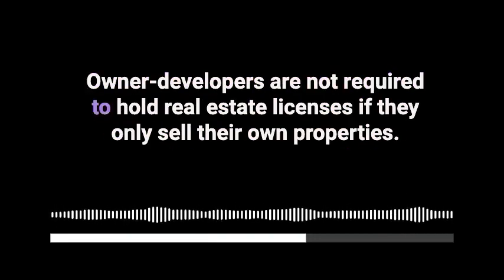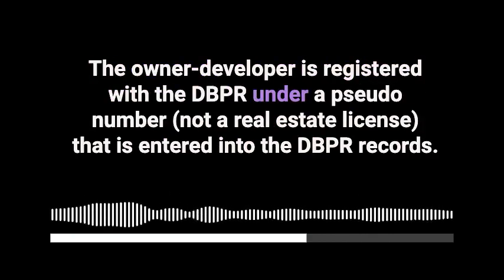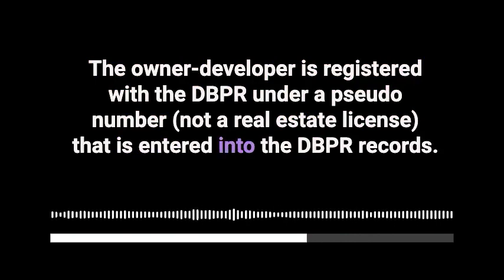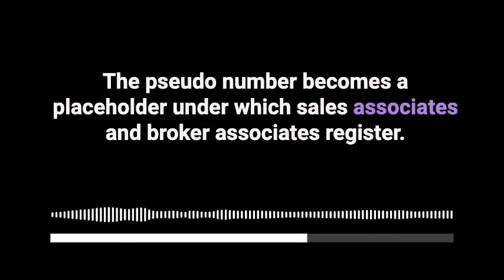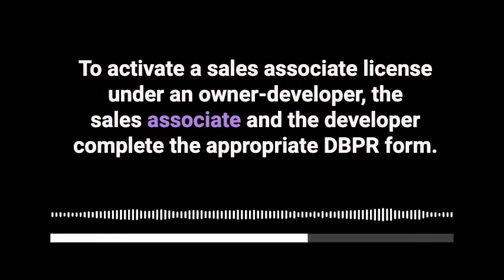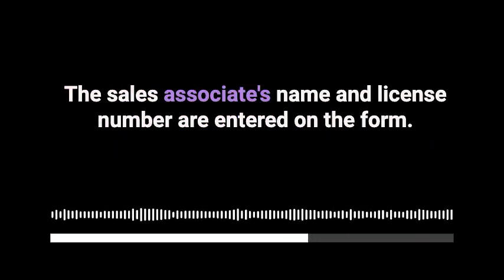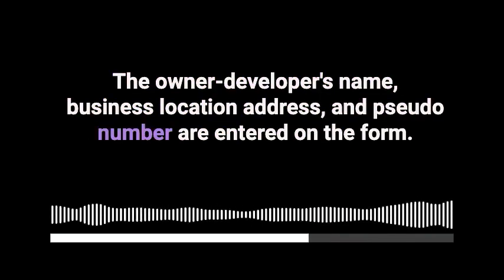Owner-developers are not required to hold real estate licenses if they only sell their own properties. The owner-developer is registered with the DBPR under a pseudo number that is entered into the DBPR records. The pseudo number becomes a placeholder under which sales associates and broker associates register. To activate a sales associate license under an owner-developer, the sales associate and the developer complete the appropriate DBPR form. The sales associate's name and license number are entered on the form. The owner-developer's name, business location address, and pseudo number are entered on the form.